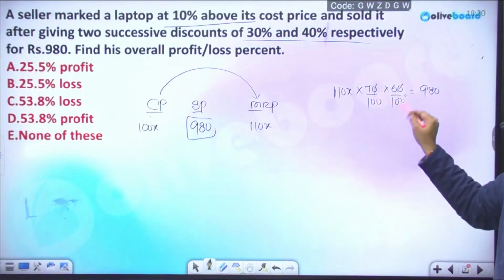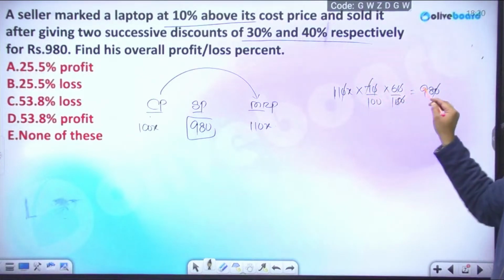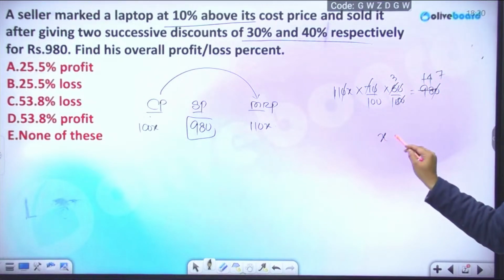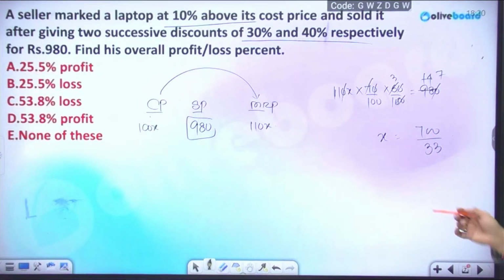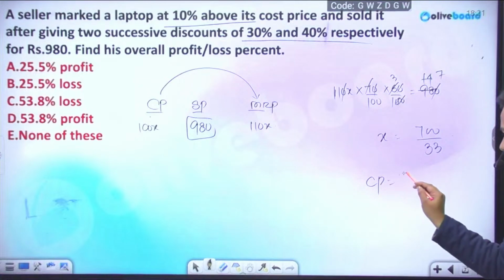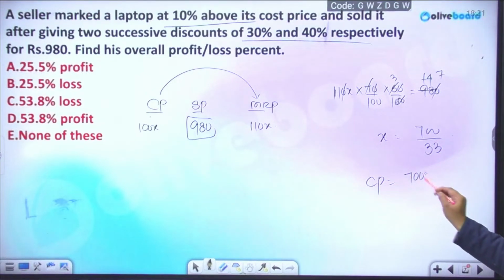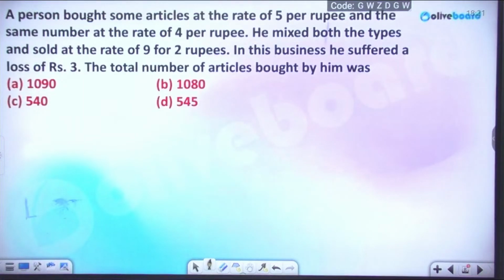From here the zeros get eliminated, this 0 and 0 get eliminated. 6 times 7 times 14 is 2 times 3 and 2 times 7. So ultimately the value of x will be 700 by 33. This is 700 by 33, the value of x. So the cost price of the article will be in decimal, that is 70,000 by 33, because x is 700 by 33. So the cost price will be 70,000 by 33. So this is representing the cost price, and we have the selling price. So now you can connect the profit or loss percent.